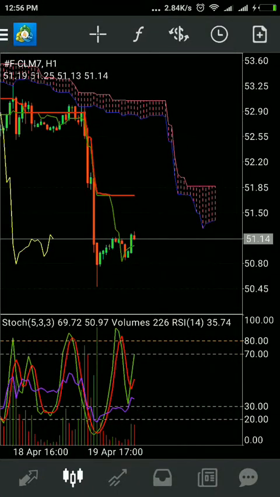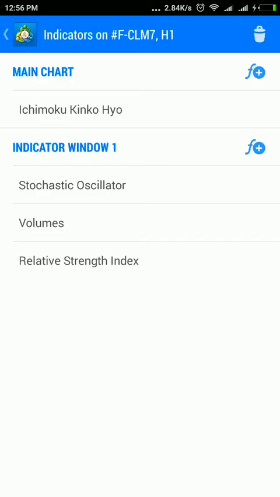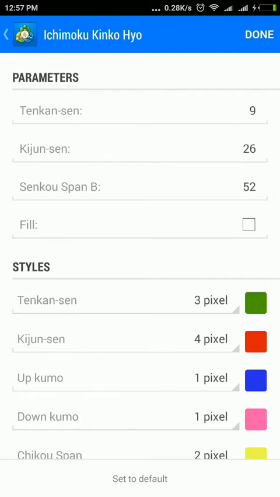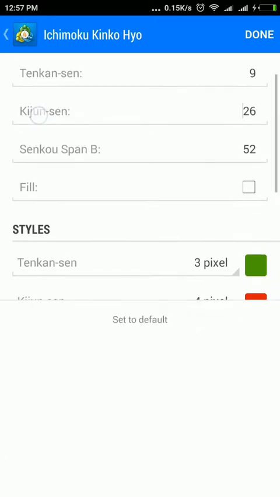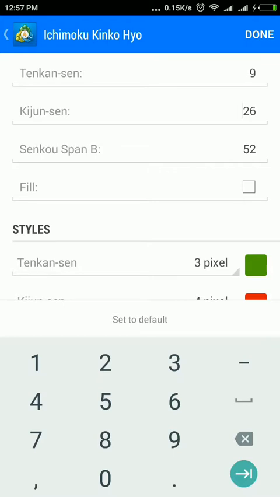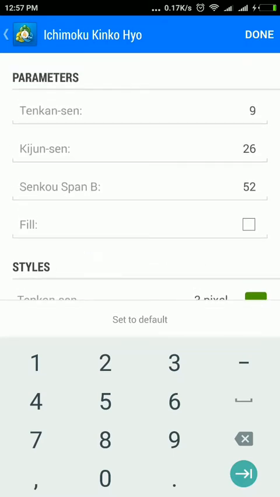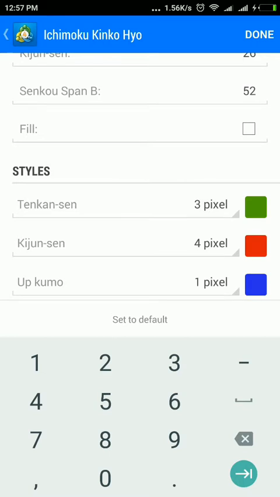So see this. What are the settings for this indicator? I will click on this. Tenkan Sen is a 9 period moving average line. Kijun Sen is 26 period. Senkou Span B is 52. And Senkou Span A is also a 52 period moving average line.